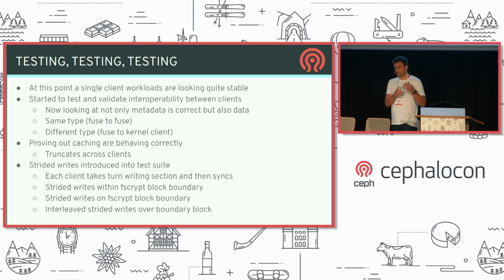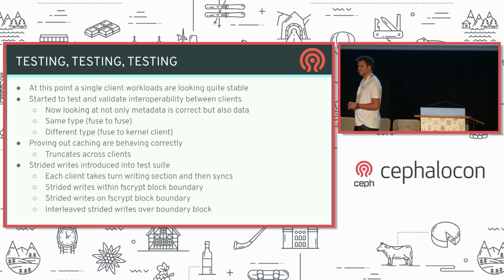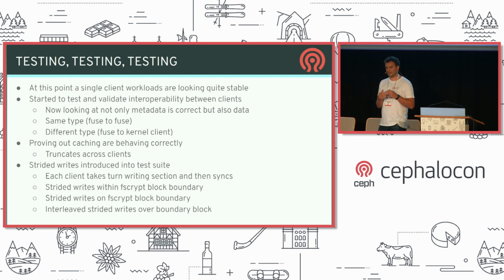So then I started to test and validate interoperability between clients. So now looking at not only metadata, but also checksumming that the data is correct. There are various tests you can do: fuse to fuse, or a different client, fuse to kernel client, or the K client to K client. Also wanted to prove out caching was behaving correctly. So ran into a lot of truncate issues, make sure that's working across clients, make sure the cache is the right version, make sure it gives up the right to cache so other clients can see the new version.